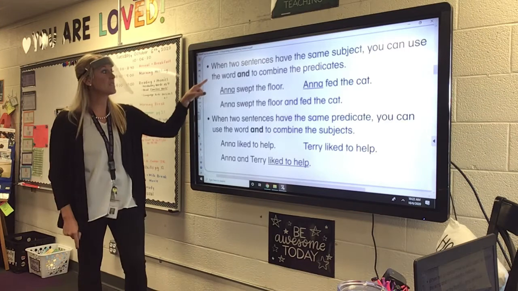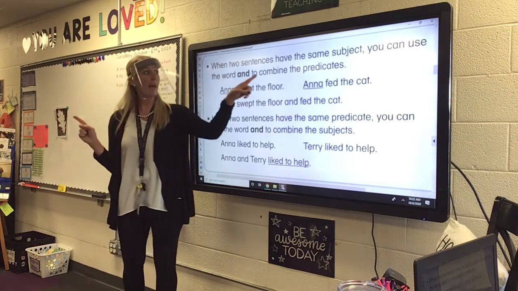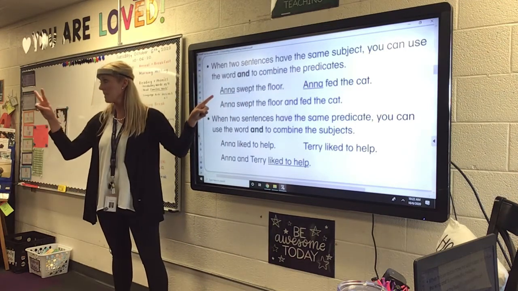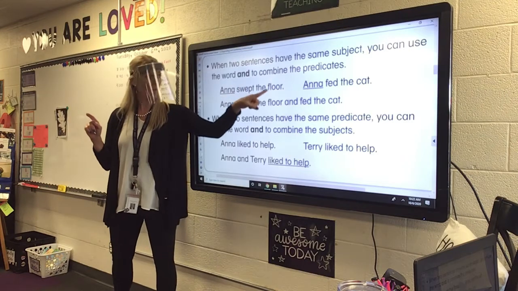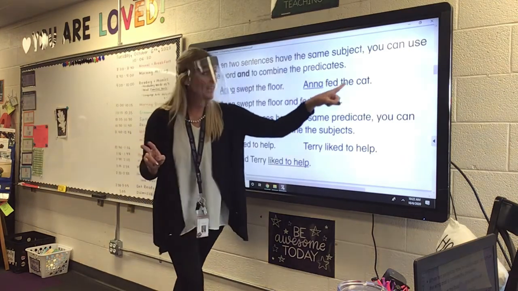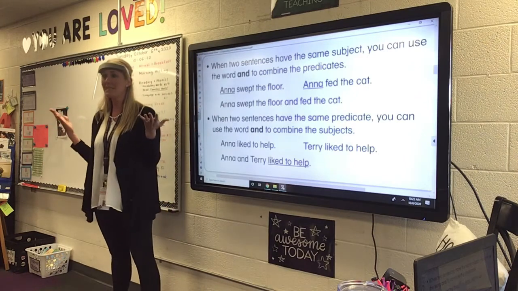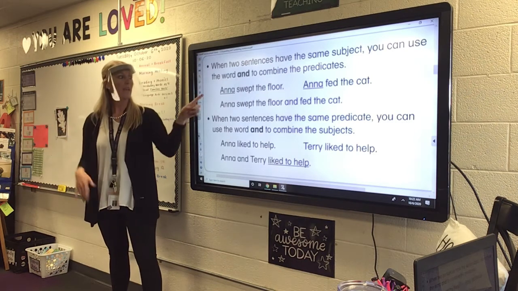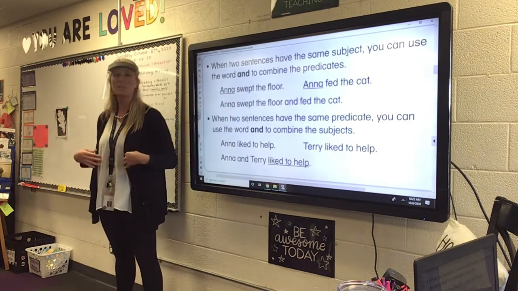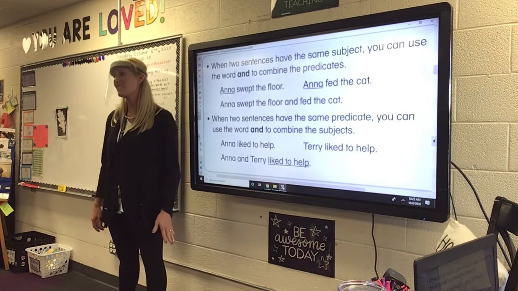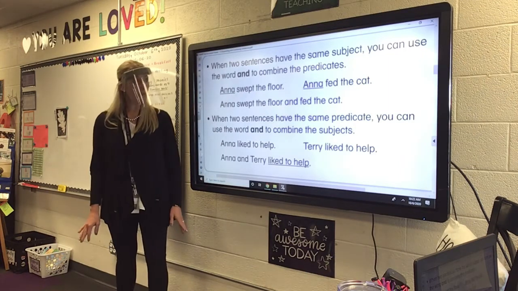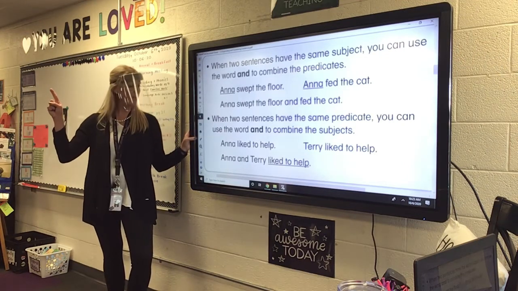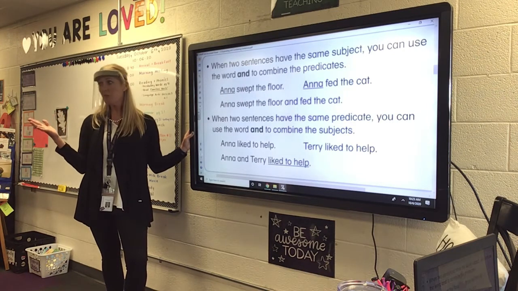And so what we're going to do is use the word and to combine the predicates. So look at this example. I have two sentences here. Anna swept the floor. Anna fed the cat. Who is my sentence about, Brooklyn? Anna. Anna is underlined. She's my subject. So I could write these two sentences, but that would be a lot of work. So what I can do is get rid of one of the Annas, and it doesn't matter which one, because we're talking about the same Anna.